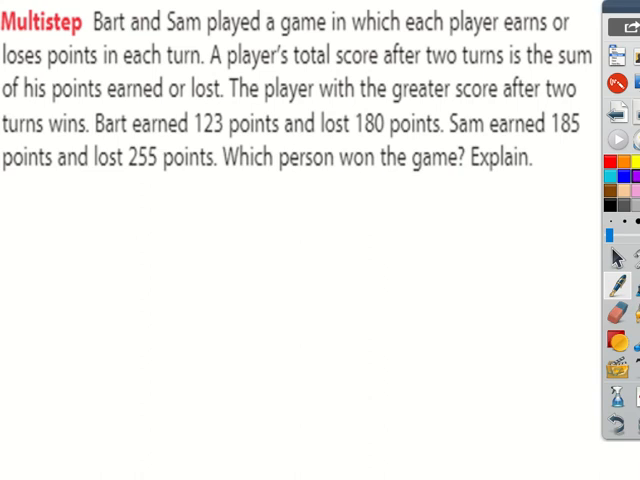So we have Bart and Sam, who played a game in which each player earns or loses points in each turn. A player's total score after 2 turns is the sum, which means we are going to add, of his points earned or lost. Okay? Earned is going to be plus and lost is going to be negative. The player with the greater score after 2 turns wins. So we have our 2 players, Bart and Sam.